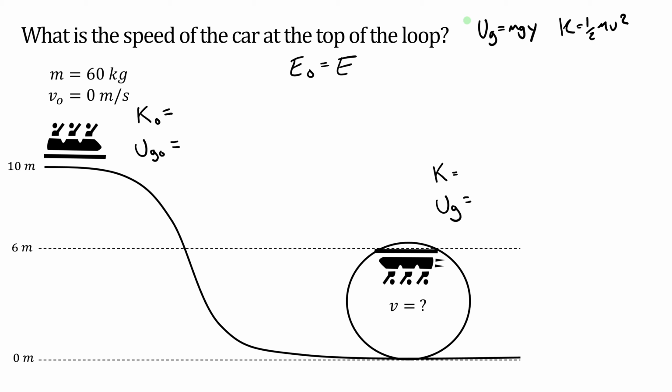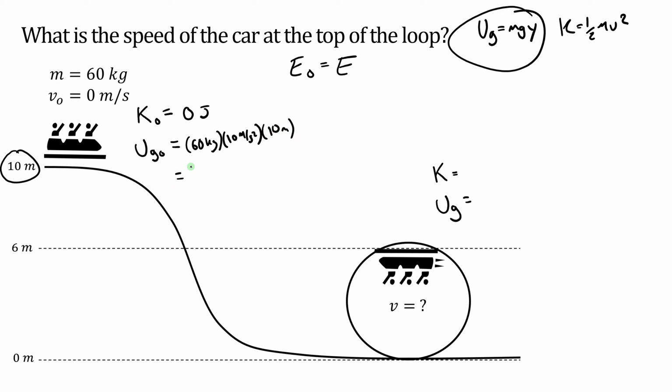Okay, so what's the kinetic energy in the beginning? Well, there is no velocity, so therefore there is no kinetic energy in the beginning. What about the potential energy? Well, I'm going to need to use this equation to find it. And my initial height is 10 meters, so I would do the mass, 60 kilograms, times the acceleration due to gravity, 10 meters per second squared, times a height of 10 meters. So this gives me 6,000 joules of energy.